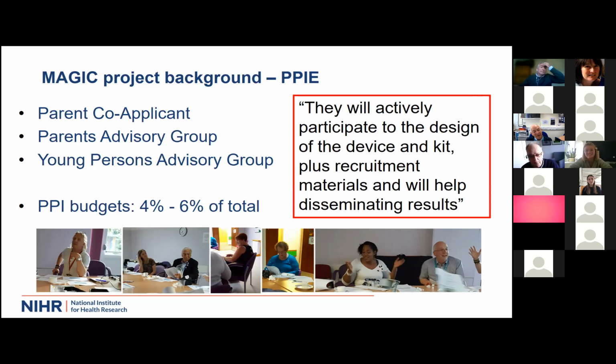In answer to one of the points that was made before by Naina, this needs to be planned and needs to be costed properly. And our PPI budget was serious. It was 4 to 6% of the total of the gross grant in both cases of the two grants we had. These are pictures from one of our adult advisory group meetings. And we've done quite a bit in this space.